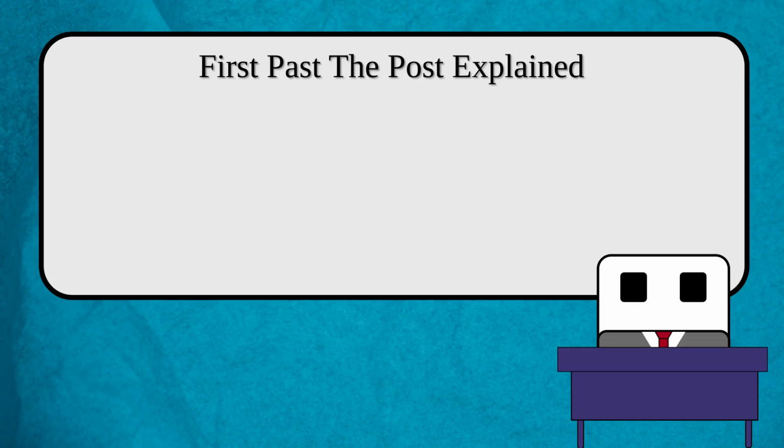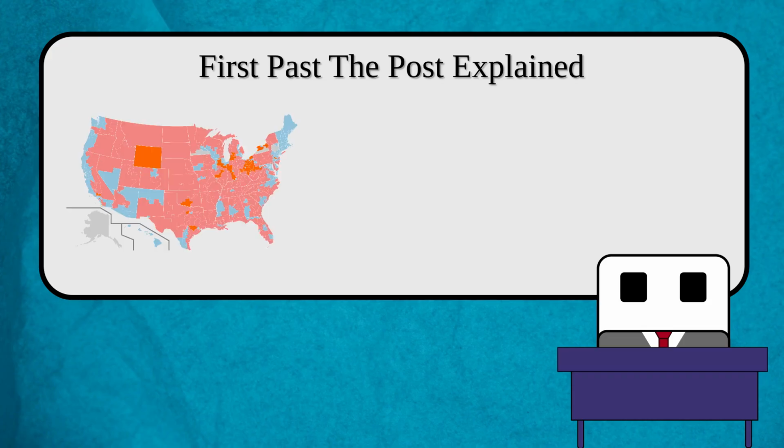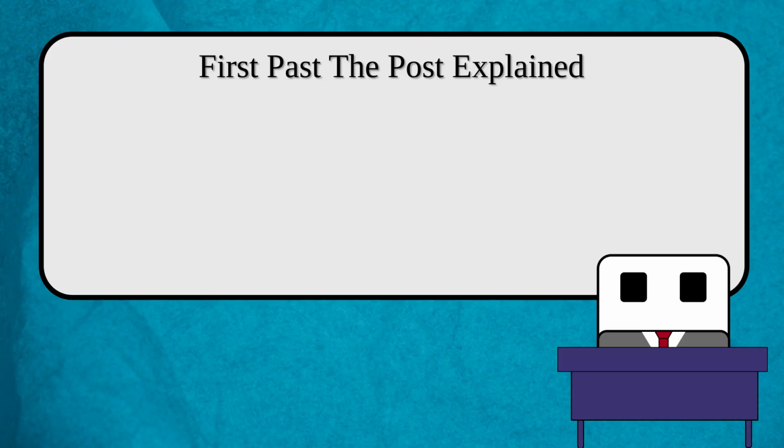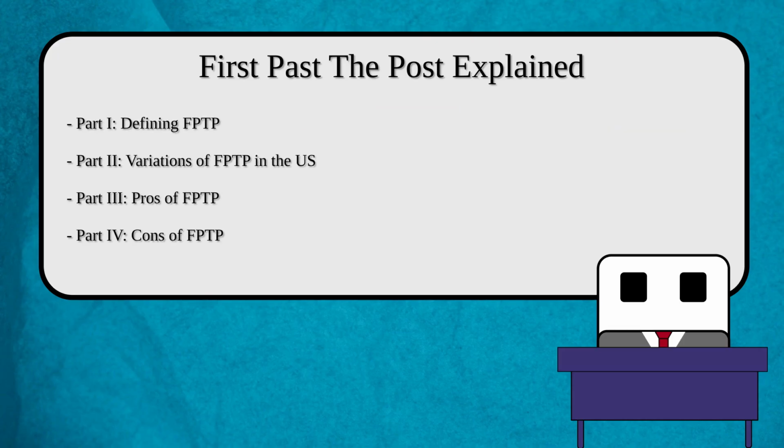This video in particular will focus on the electoral system known as first past the post, which is often abbreviated as FPTP, and is used in a variety of countries around the world, most notably the United States, Canada, and the United Kingdom. This video will first define and explain first past the post, then we will delve deeper into the variations of FPTP within the United States, and finally we will touch on the pros and cons of this system.